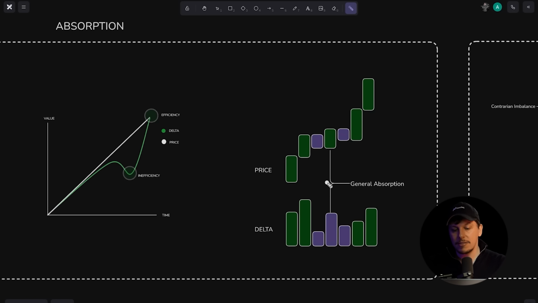If we go on the right, this one can be seen as a general absorption, because from the horizontal volume you can see a lot of effort here, but the candle closed green. So what is telling us that all this input of volume, delta, got absorbed, and probably this absorption happened here, and we will continue on the upside.